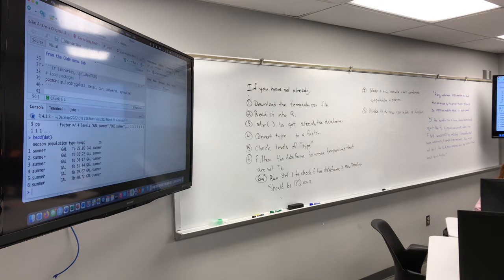Okay. What packages do you have loaded? These are the ones I loaded. All right. Add tidyverse. And it should be the same as tidyr, just in case. Yeah. Go ahead and run that.